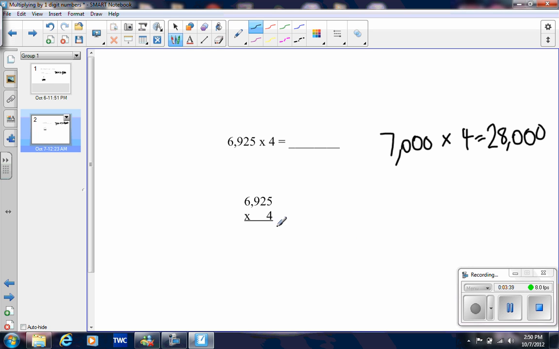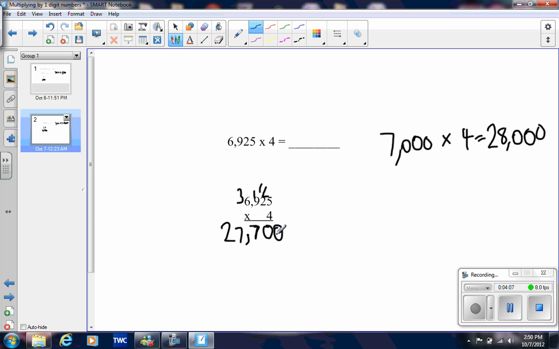5 times 4 then is 20. I have to carry a 2 into the tens place. 4 times 2 is 8, and then I got 2 more. That's 10, so I need to carry a 1 over into the hundreds place. 4 times 9 is 36. I got 37 then. So I need to carry a 3 over into the thousands place. And 4 times 6 is 24. Plus 3 more is 27.